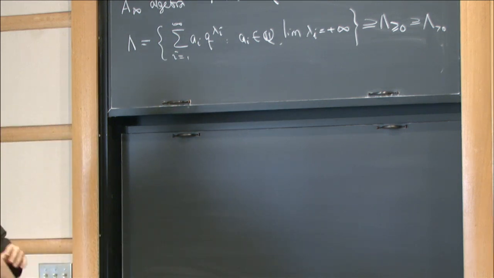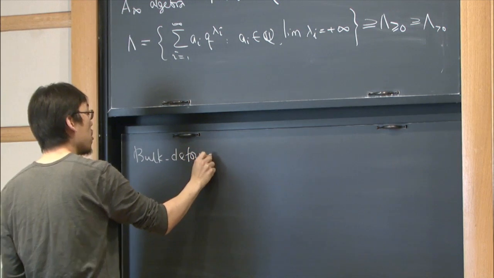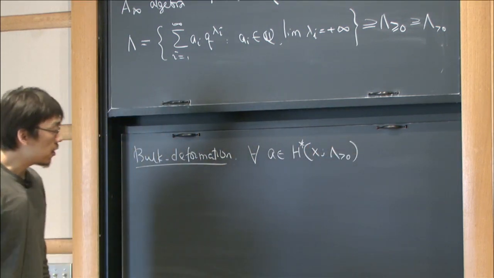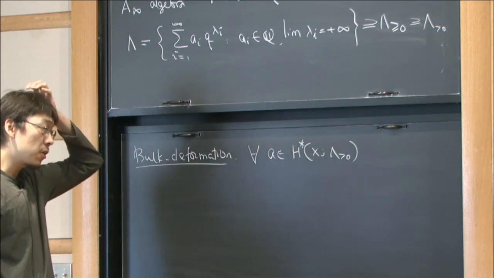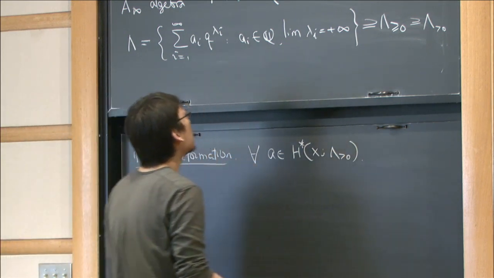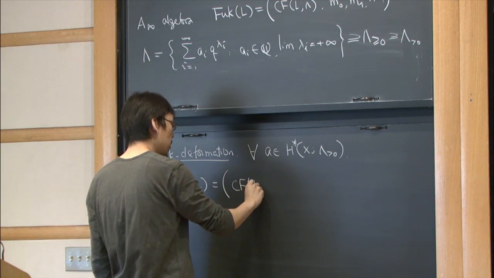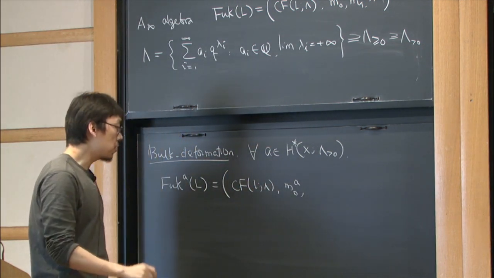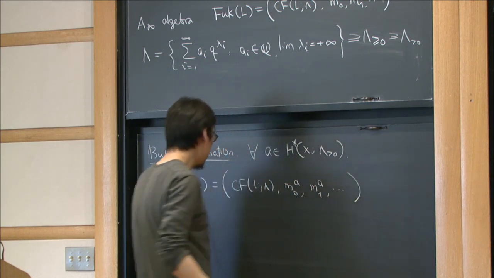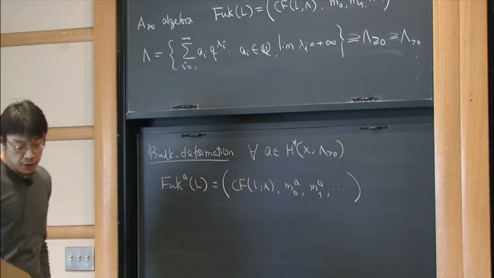This has a family of deformations called the bulk deformations. For any cohomology class of this symplectic manifold with positive coefficients, or rather we should pick a cycle that represents this class, we can define a similar family of A infinity algebras, in principle over the same chain group CF. The composition maps are defined by counting holomorphic disks with interior constraints. So this gives you a family of A infinity algebra structures over the same chain group.